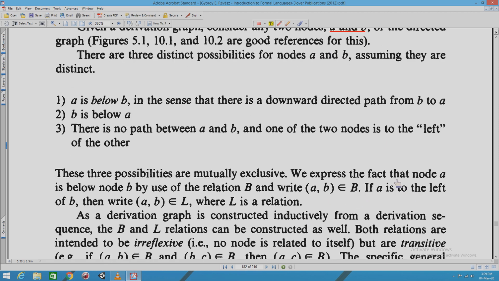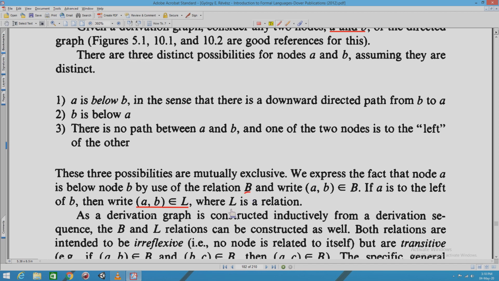These things can be written in analytical language like this. See, node A is below node B. This can be depicted by this method. If A is below B, then we write a relation B which specifies A is below B. So this pair AB belongs to capital B, meaning A is below B. If we want to write C is below D, then C, D belongs to B. If we want to write B is below A, we will write B, A belongs to B, and so on. Similarly, if A is to the left of B, then we will write A, B belongs to L. This will mean that A is on the left of B. If B is on the left of A, it will be written as BA belongs to L.